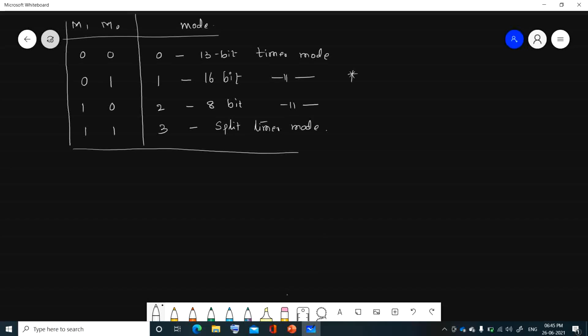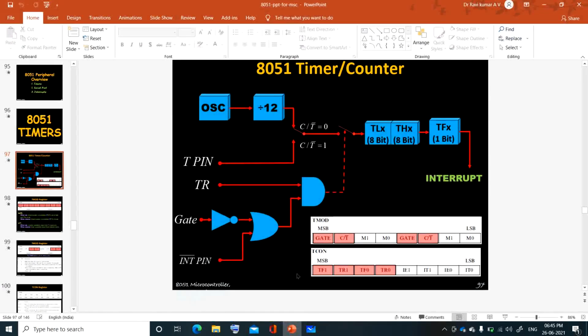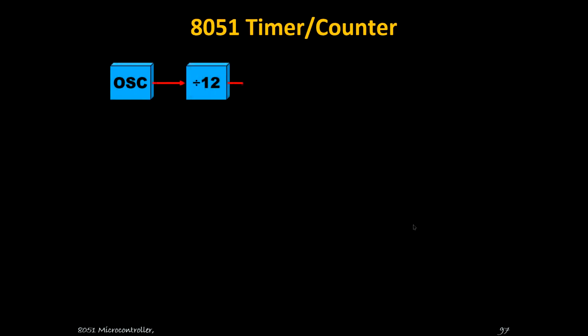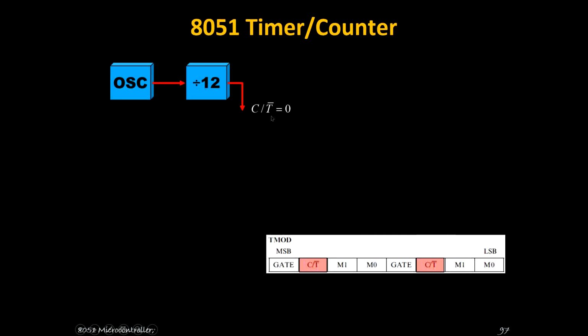This is the concept we learned, which I am representing in the slideshow. We are going to discuss the timer or the counter. The 8051 microcontroller has an oscillator generating 12 oscillations, which gives the total number of oscillations. As we know, if the C bar T bar bit is equal to 0, it acts as a timer. So in the T mode control, this is the bit that should be 0.